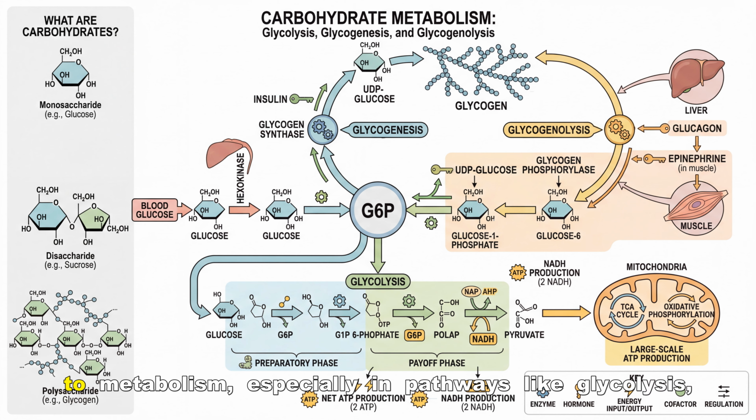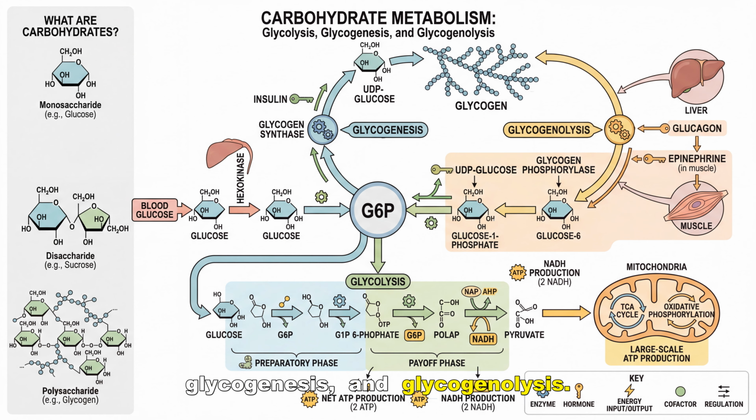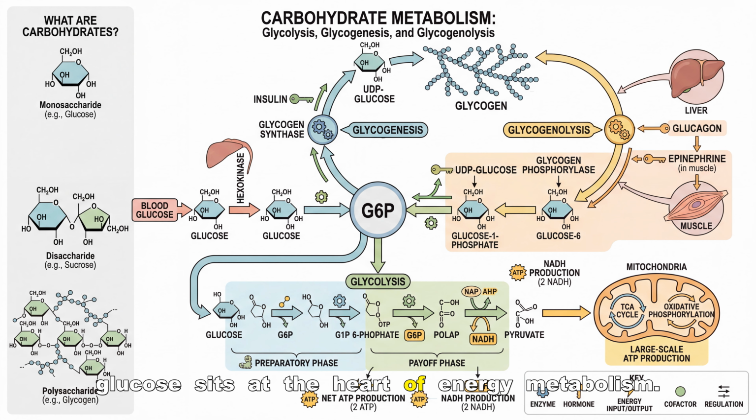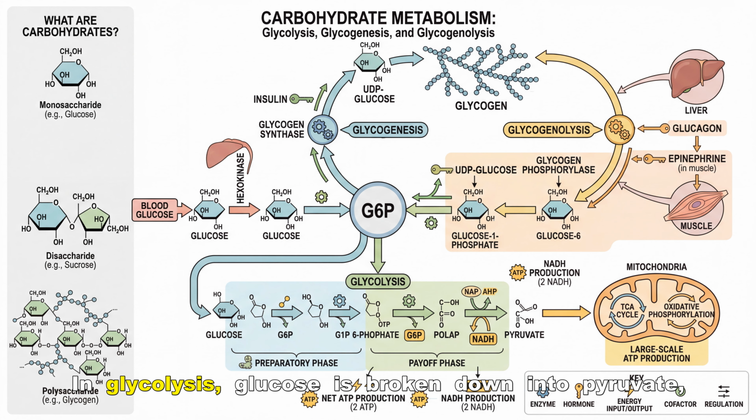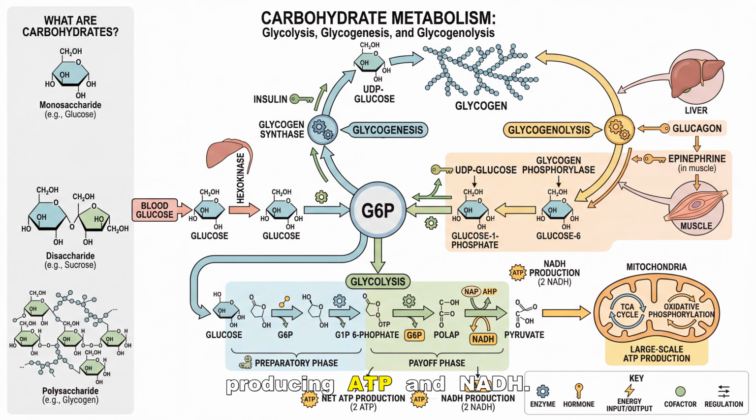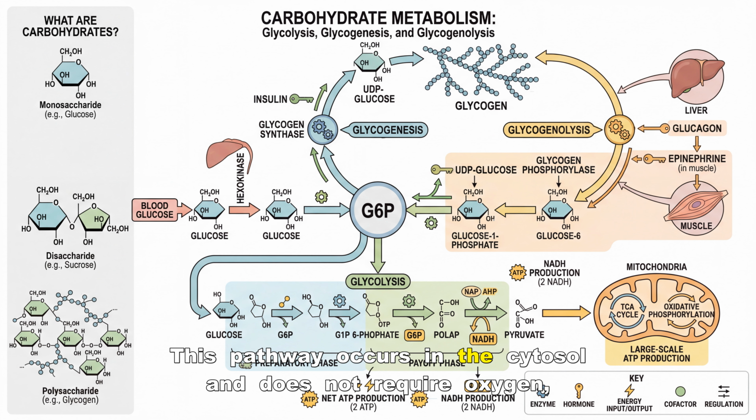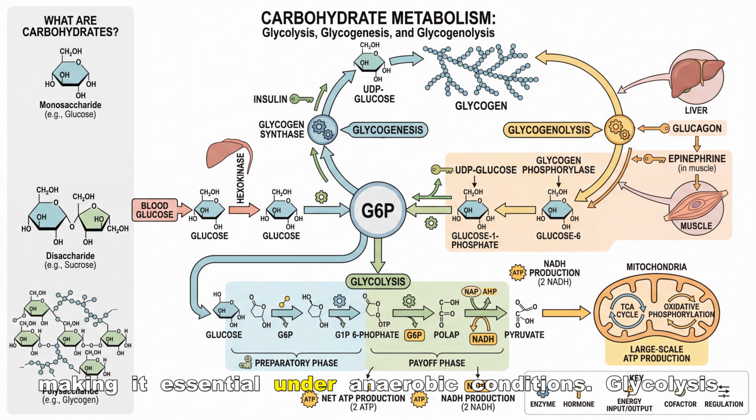Carbohydrates are central to metabolism, especially in pathways like glycolysis, glycogenesis, and glycogenolysis. Glucose sits at the heart of energy metabolism. In glycolysis, glucose is broken down into pyruvate, producing ATP and NADH. This pathway occurs in the cytosol and does not require oxygen, making it essential under anaerobic conditions.